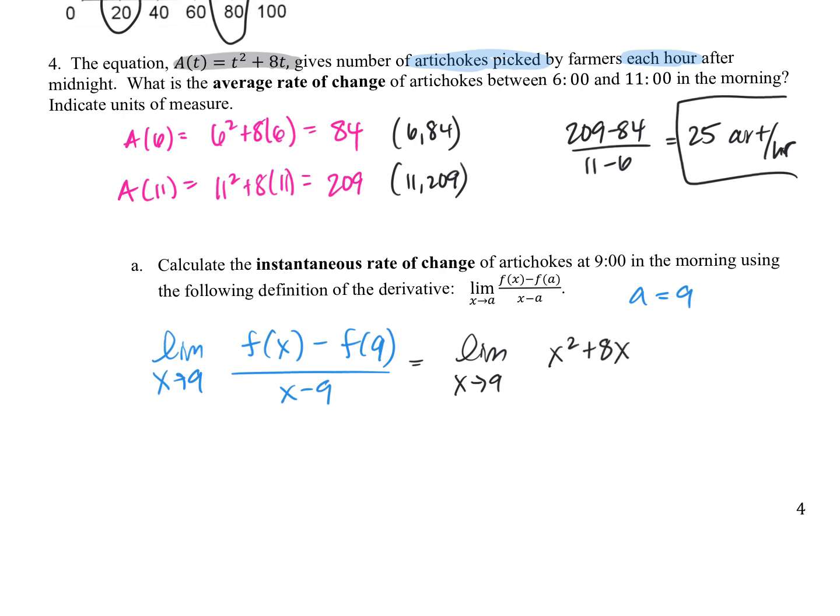That's just the function. That's all they want us to write here. So I'm going to say X squared plus 8X. And then they want us to subtract the function when X is 9, or the function when T is 9. What is 9 squared? 81 plus 9 times 8? 81 plus 72? I agree, 153. So we're going to say minus 153 all over X minus 9.